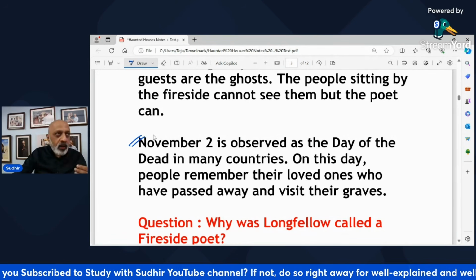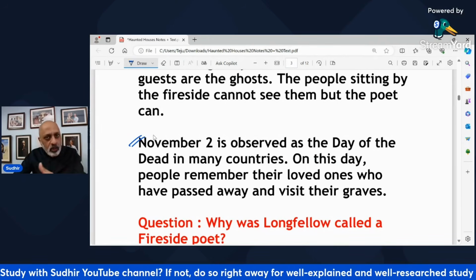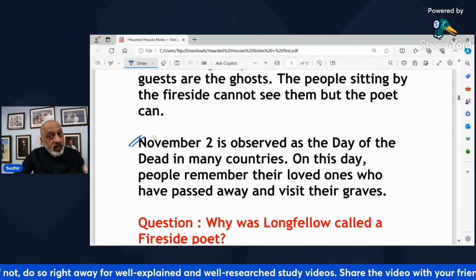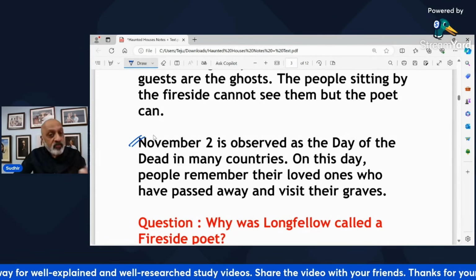On this day, you have something similar in the Hindu calendar as well. On this day, people remember their loved ones who have passed away and visit their graves.